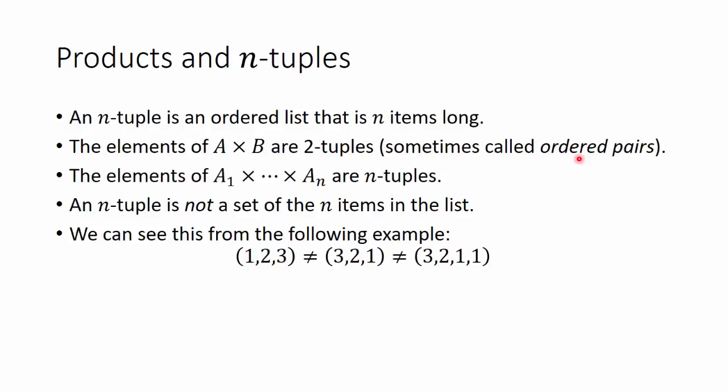Now, to understand set products, we need to understand what n tuples are. An n tuple is an ordered list that is n items long. It's important that you remember that an n tuple is an ordered list, and that list is n items long. The elements of A times B are two tuples, and two tuples are sometimes called ordered pairs. The elements of A1 times A2 all the way through An are called n tuples. An n tuple is not a set of the n items in the list.